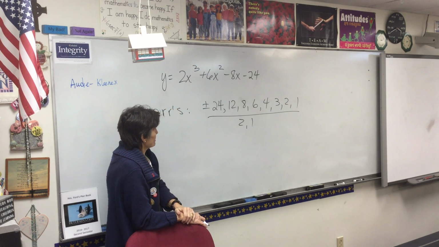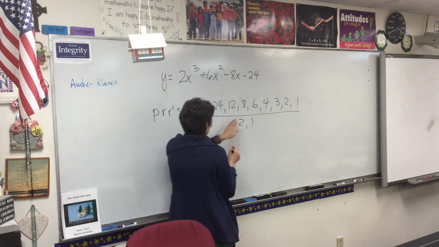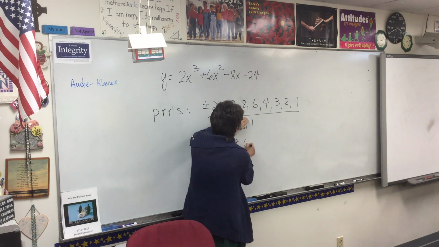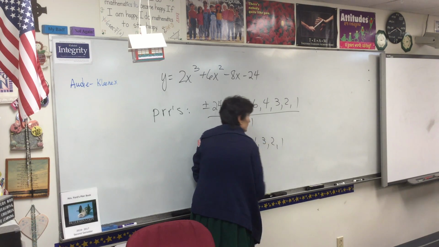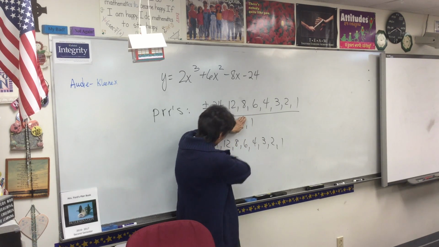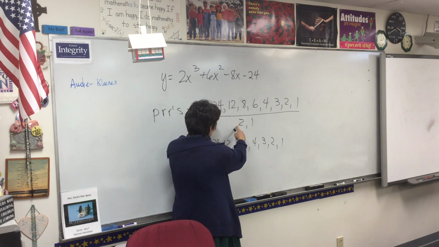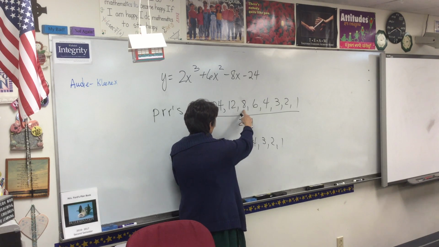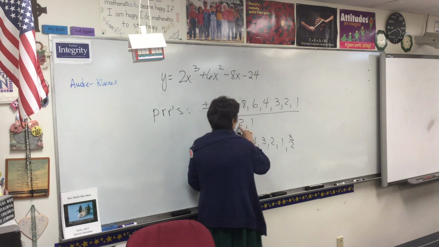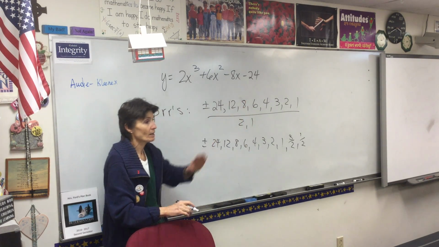Okay? Now, you need all the combinations of this. So let's pretend that's not there. That would just be those numbers, right? 24, 12, 8, 6, 4, 3, 2, and 1. But now I gotta put them all over 2. Well, 24 over 2 I already have. 12 over 2, 8 over 2, 6 over 2, 4 over 2, 3 over 2 is a new one. And 1 over 2 is a new one. So there are the actual PRRs.